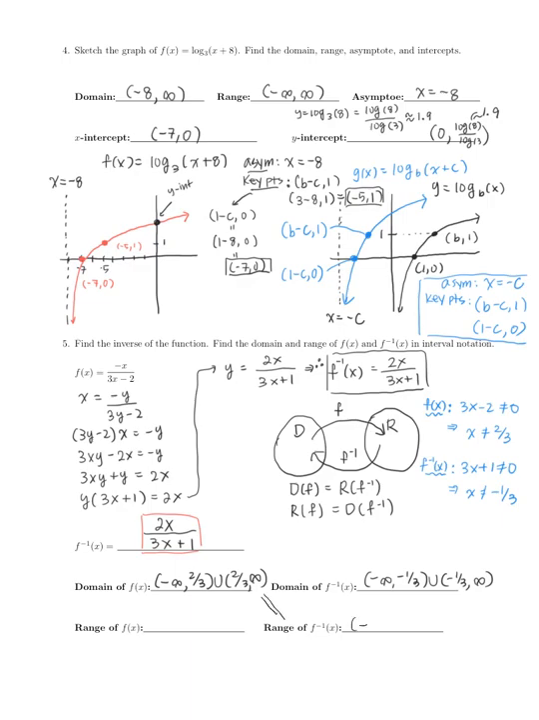So here you're going to have negative infinity to 2/3, union 2/3 to infinity. And then the range of f is the same thing as the domain of f inverse. So what we're going to get here is negative infinity to negative 1/3, union, negative 1/3 to infinity. There you go.